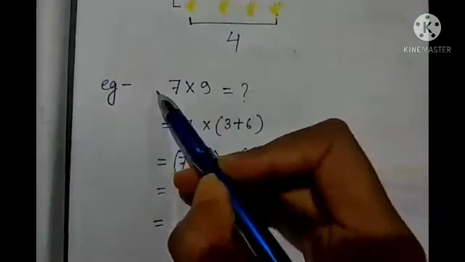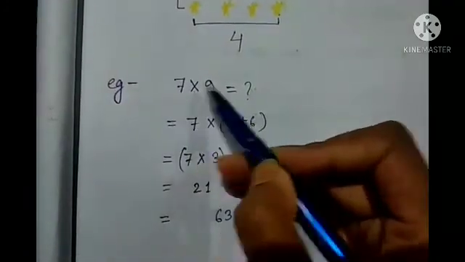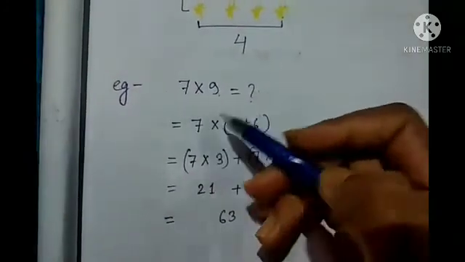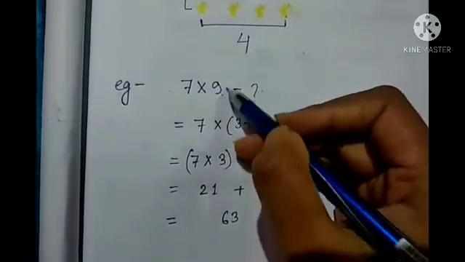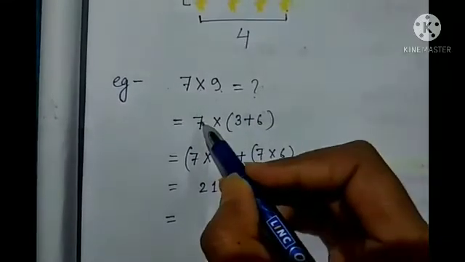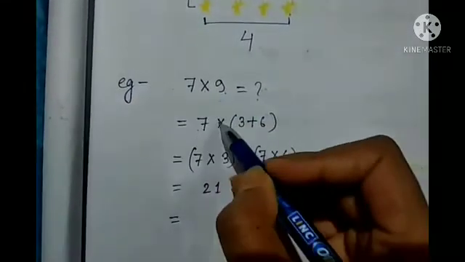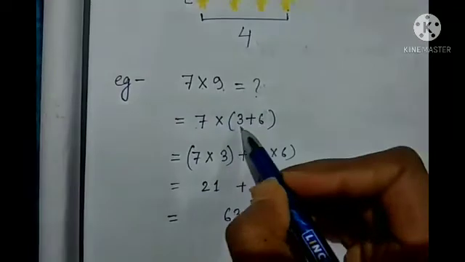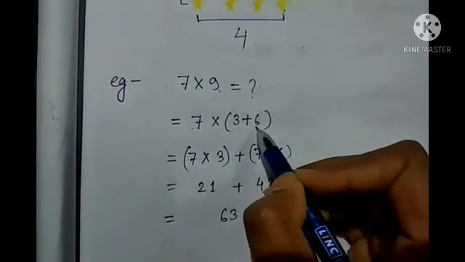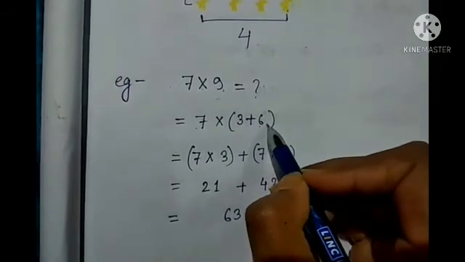So 7 into 9. Here two numbers are given, so any one number you can break up. I am breaking this number 9. 7 as it is, we are writing as it is. Then 9 I break up into 3 and 6, because 3 plus 6 will be 9.